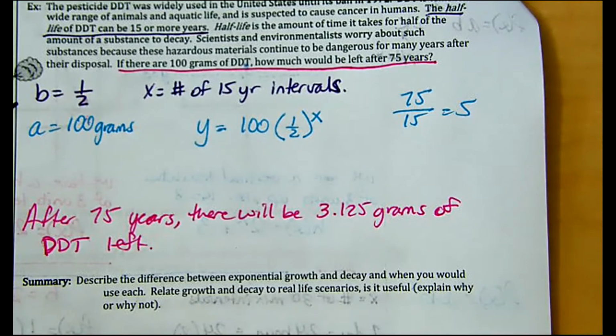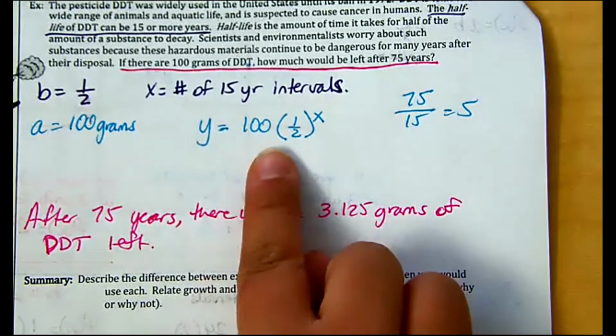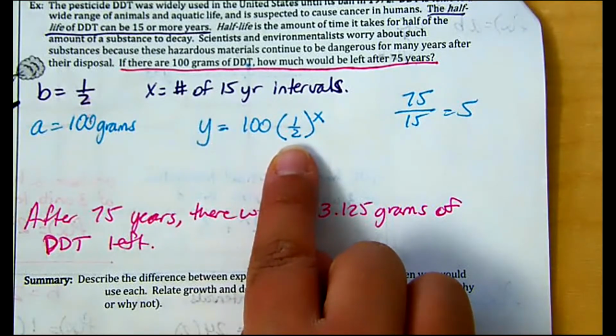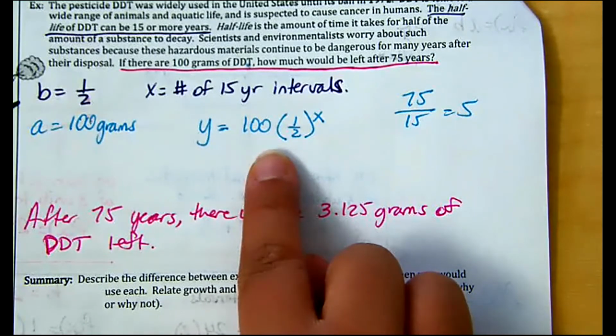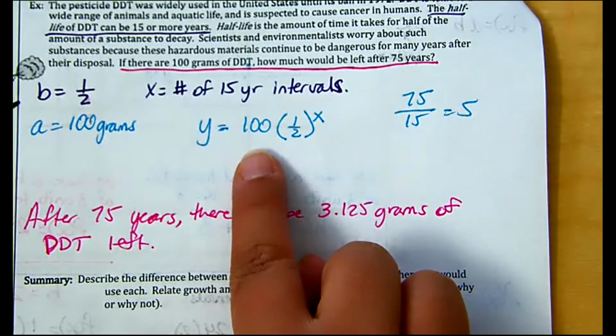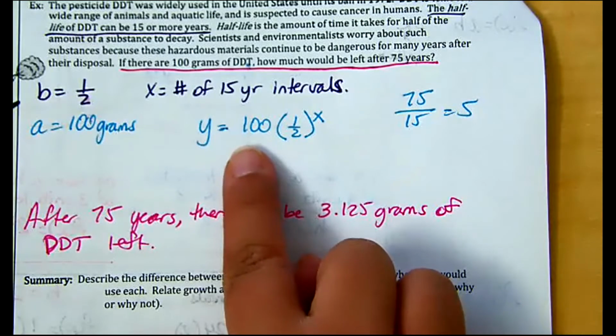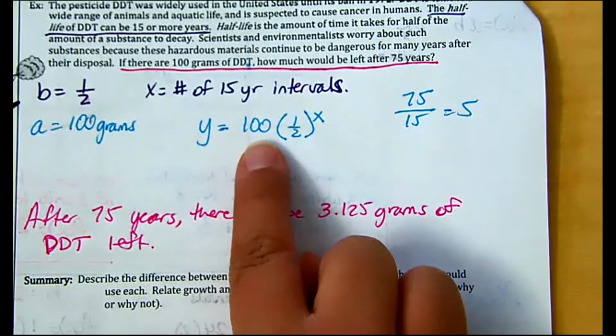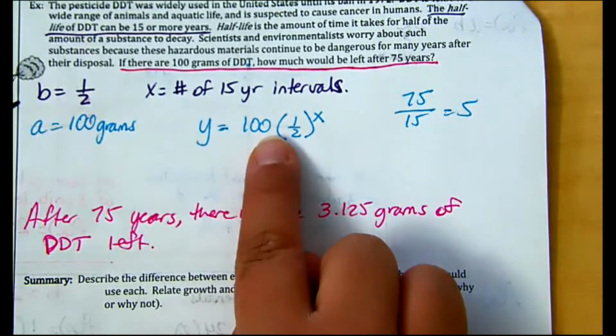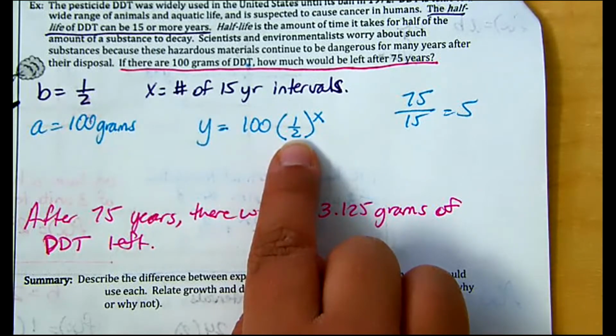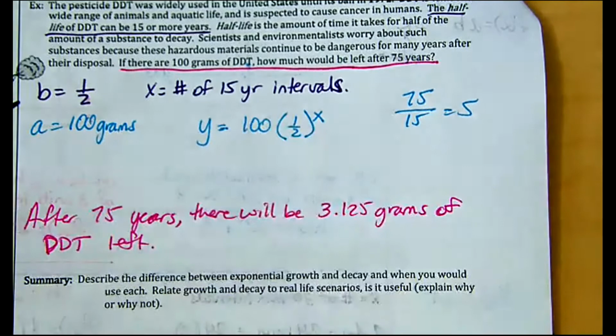Instead of 3.125, I got 250. Okay, was your equation correct? Yes. Okay, when you plugged it into your calculator, can you read to me how you plugged it into your calculator? I did 100 parentheses 0.5 to times 5. Times 5? Yes. Okay, so that's where you went wrong, hun.